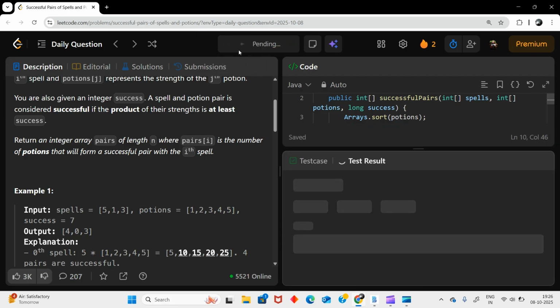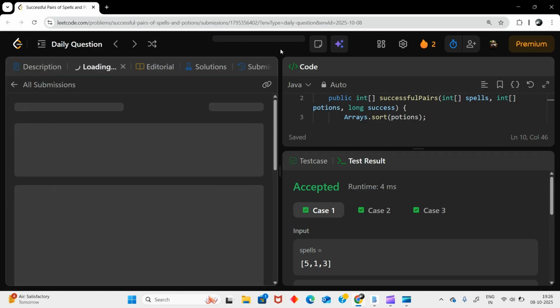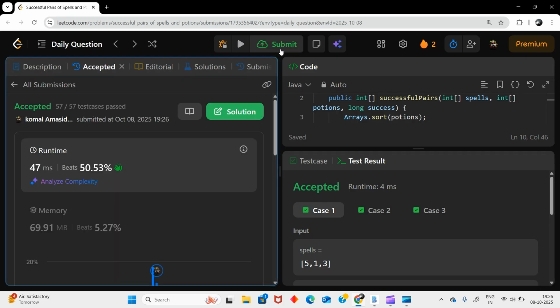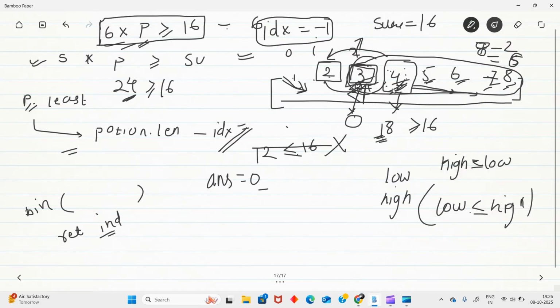Now let's run. Yes, you can see accepted. Let's submit this. Yeah, you can see the solution is accepted. So in this way, we can solve this question using the binary search method. Here, if you see, the answer will update with minus index.